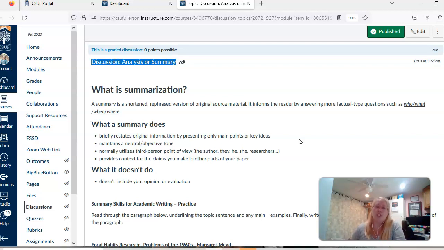So I'm just going to read through this really quickly. The summary portion is a shortened, rephrased version of original source material. It informs the reader, me, and your peer reviewer by answering more factual type questions such as who, what, when, and where.